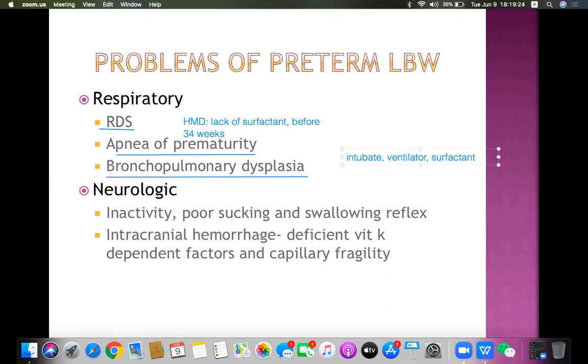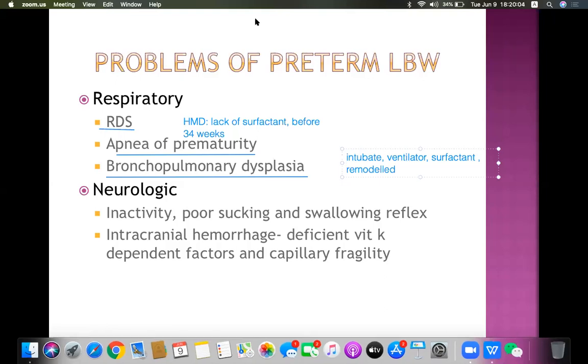Now, this baby needs a long time of hospitalization. We cannot take them off the ventilator or tube very quickly. As a result of this, the whole respiratory tract of these babies is remodeled. This condition is known as bronchopulmonary dysplasia. As a result, when this baby becomes older, becomes a kid, a lot of problems can happen, like bronchial asthma, reactive airway disease, recurrent chest infection, and all these things. So try to remember these things.